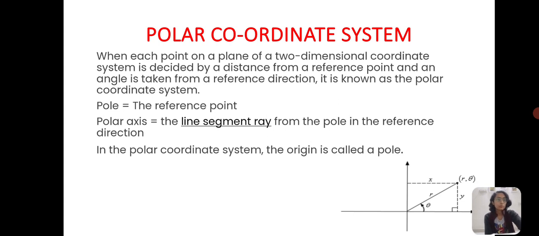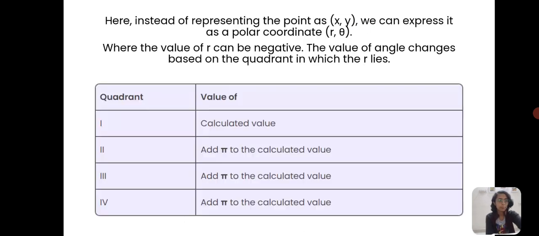When each point of a plane of a two-dimensional coordinate system is decided by a distance from a reference point and an angle is taken from a reference direction, it is known as the polar coordinate system. Pole is equal to the reference point. Polar axis is equal to the line segment ray from the pole in the reference direction. In the polar coordinate system, the origin is called a pole, and the graph is given below.